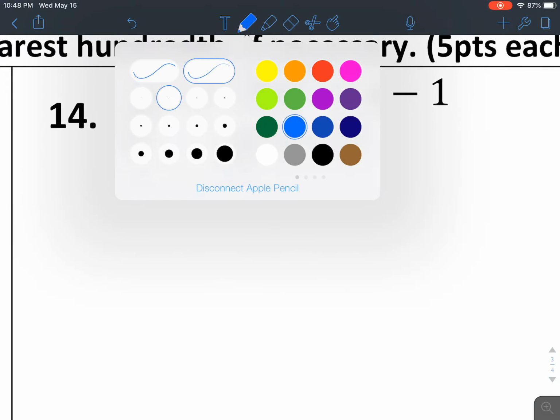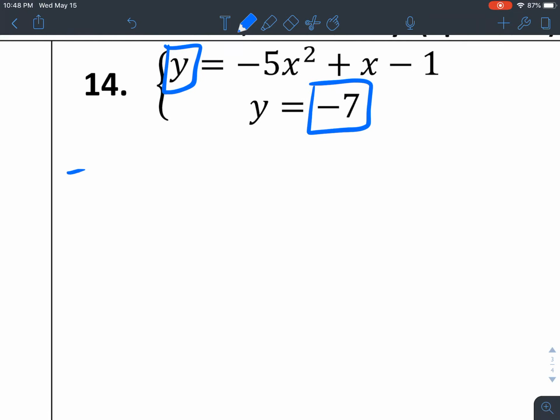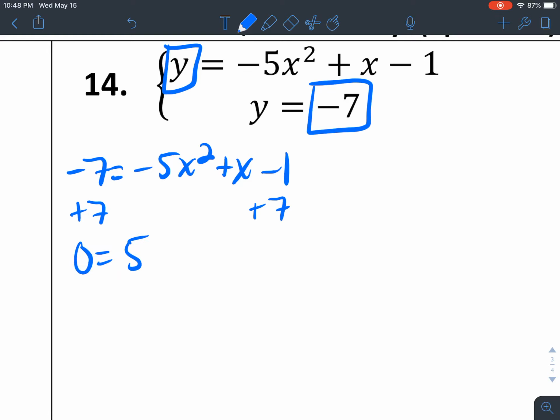So if you're not doing substitution in here with negative 7 for y, you're doing too much work for yourself. Because we have right away negative 7 equals negative 5x squared plus x minus 1. So I'm going to go ahead and add 7 on both sides. And I get that 0 equals negative 5x squared plus x plus 6.